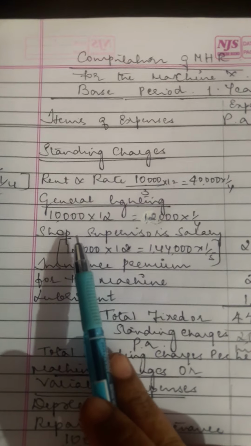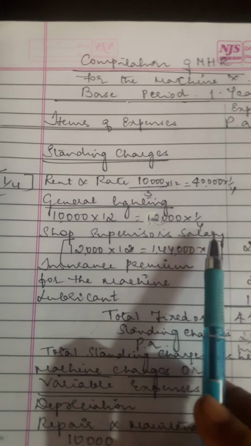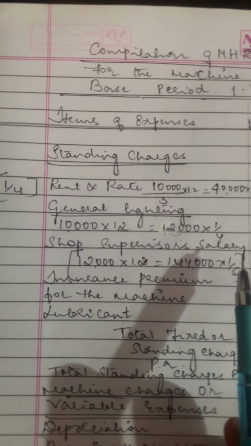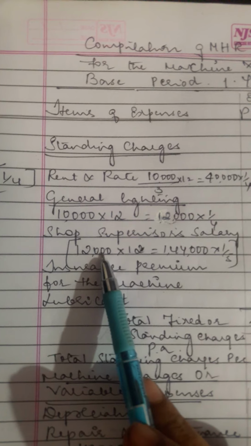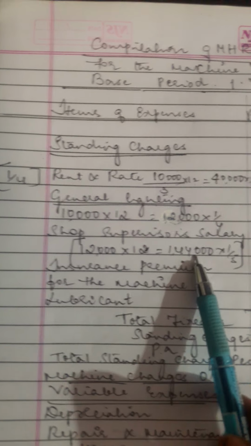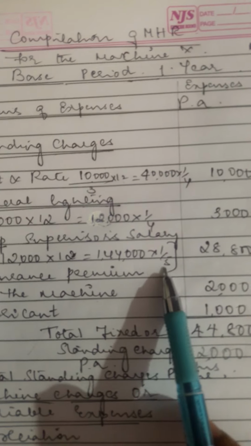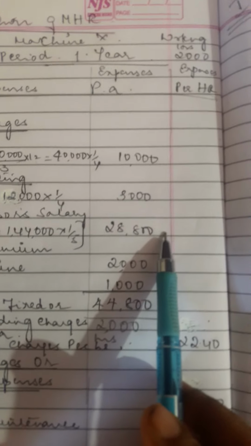Now the next standing charges, that is fixed expenses. Shop supervisor salary. See the problem here: shop supervisor salary 12,000 per month. What is the base period? Base period is 1 year. So 12,000 per month is multiplied by 12. It will be 1,44,000 into 1 by 5. Why 1 by 5? In the question he says the supervisor is expected to devote 1/5 of his time for supervising the machine. So he spends only 1/5 of his time. So I have taken 1/5. So the total will be 28,800.